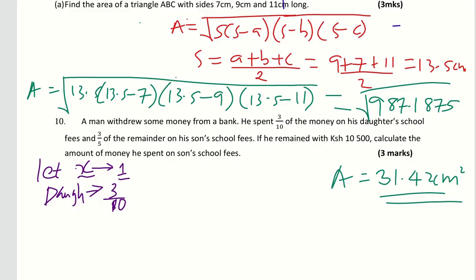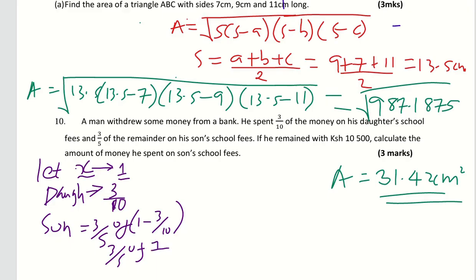And we are told on the son, he spent 3 over 5 of the remainder. 3 over 5 of the remainder will be 3 over 5 of 1 minus what was spent on the daughter, which was 3 over 10. So this is the same as 3 over 5 of 7 over 10. And of means a multiplication. So 3 over 5 multiplied by 7 over 10 gives us 21 over 50. So this is the fraction he spent on the son.